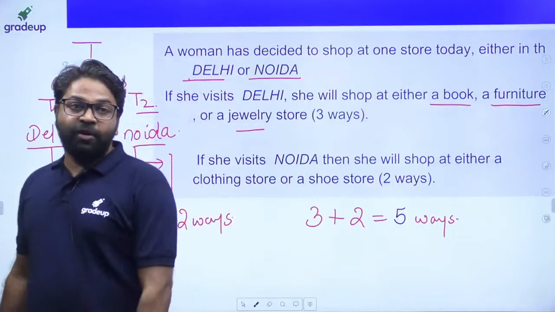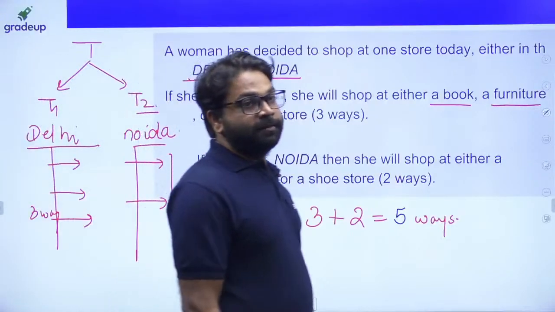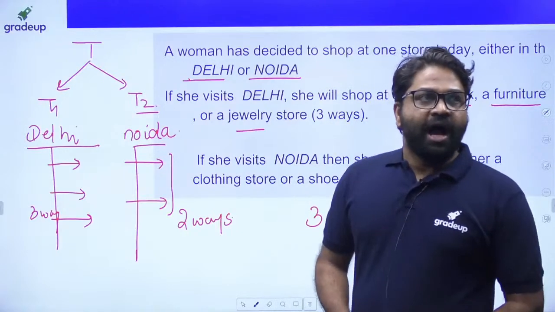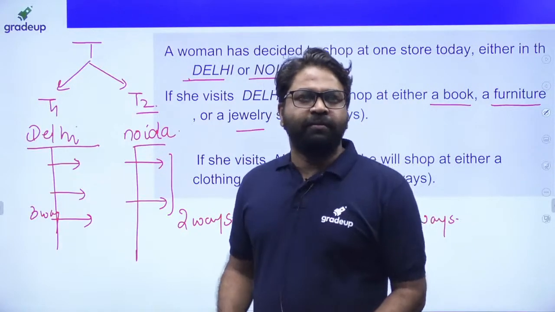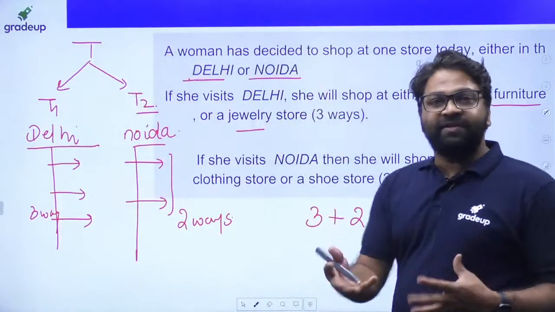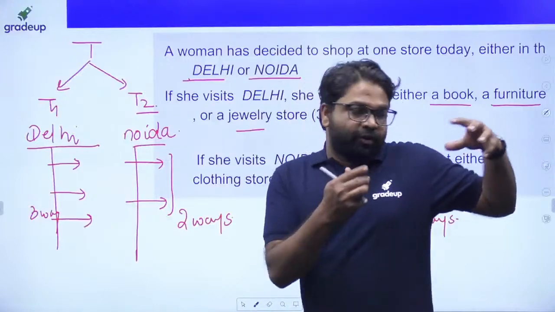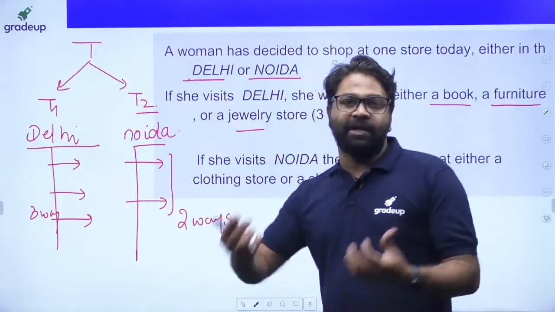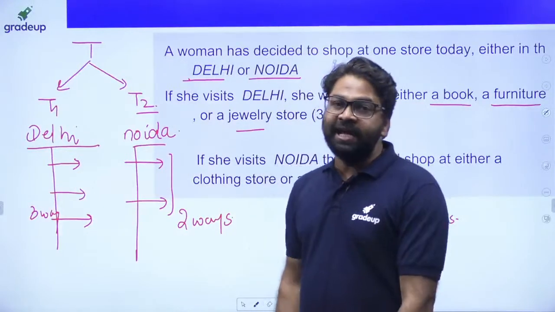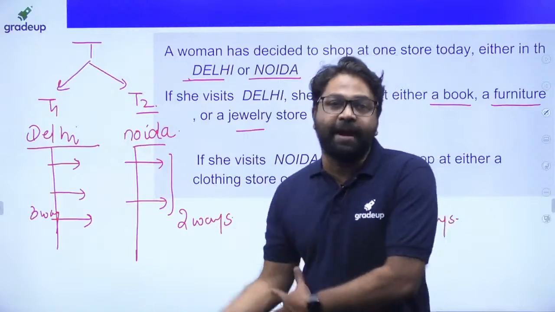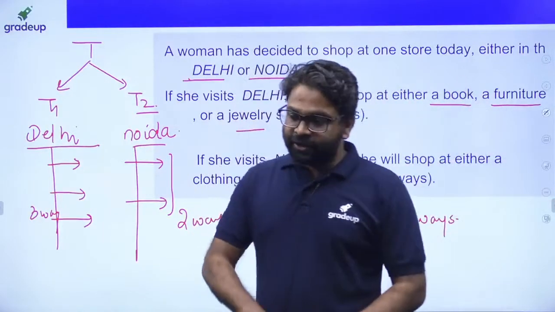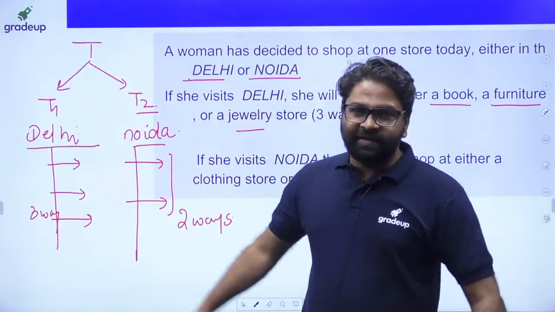In this manner, we can try to understand the whole thing. Are you getting my point or not? Here we understand the total ways when things are happening simultaneously and when they are not. When the things are happening simultaneously, we multiply. When they are not happening simultaneously, we do the addition. Simultaneously, multiplication; not simultaneously, addition. That's a very simple thing.